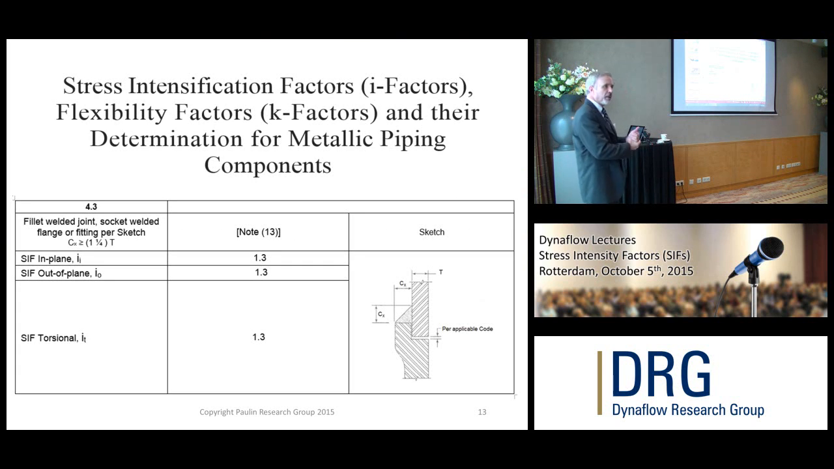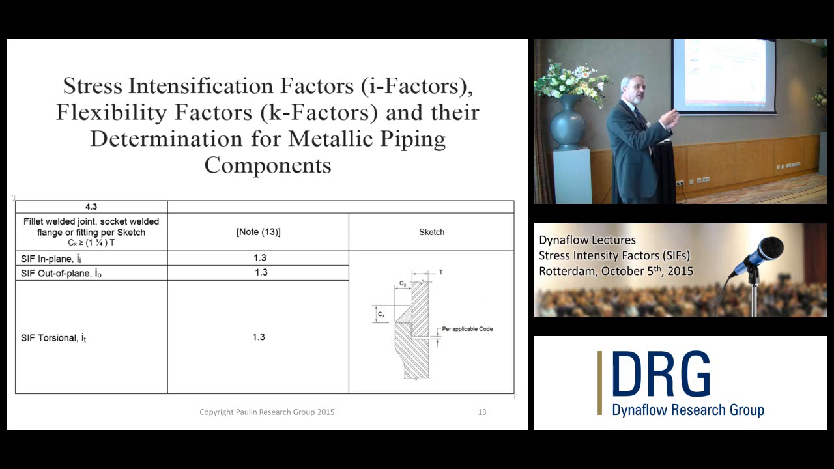Okay, so let's talk about B31J. The title of B31J, and this is a new title, they've been tweaking it: stress intensification factors, flexibility factors, and their determination. So what B31J was prior to this, I mean, it's an existing document now.